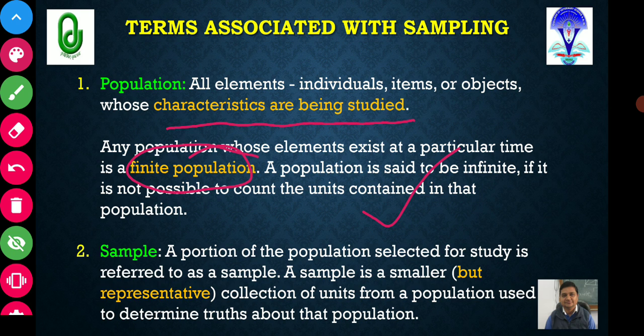The second one is sample. A portion of the population selected for study is referred to as a sample. A sample is smaller but representative. Sample should always be smaller. Why should it be smaller? Because we are taking a sample in order to reduce our work. If you take a large sample, as large as the population, it will always be better to study the population itself. There is no need to take a sample. So a sample should always be small, but it should be representative.